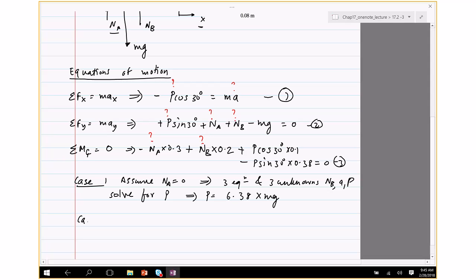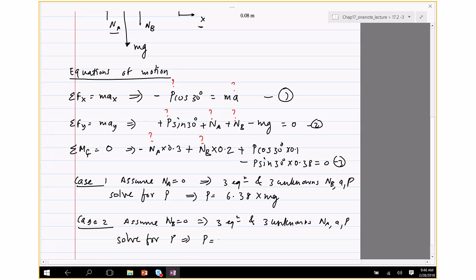Case 2 is assume NB equal to 0 and then solve for the three unknowns. So three equations, three unknowns: NA, A, and P. So solve for P. P comes out to be 0.97 mg. So when NA is 0, P is this. When NB is 0, P is that.